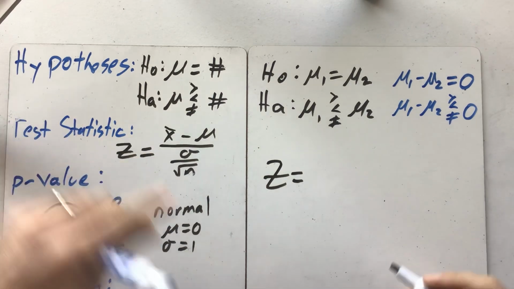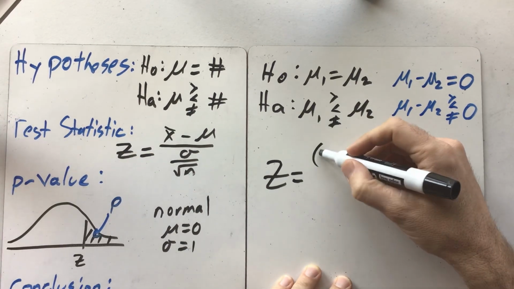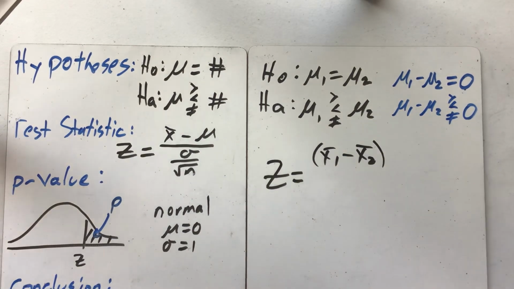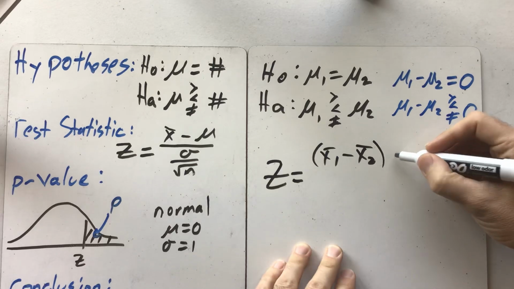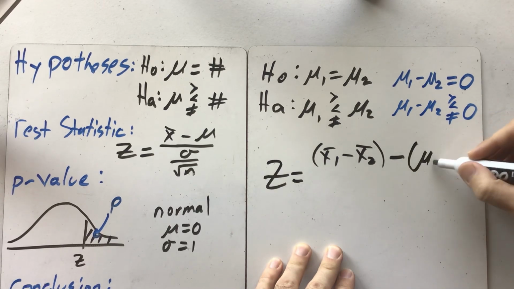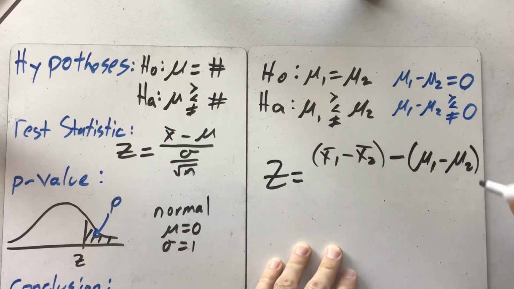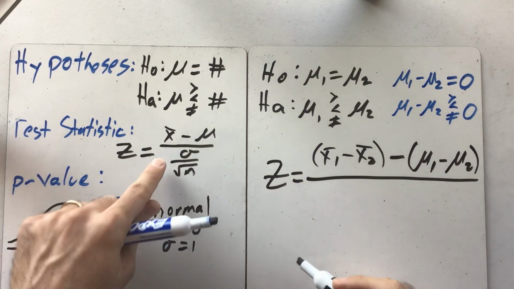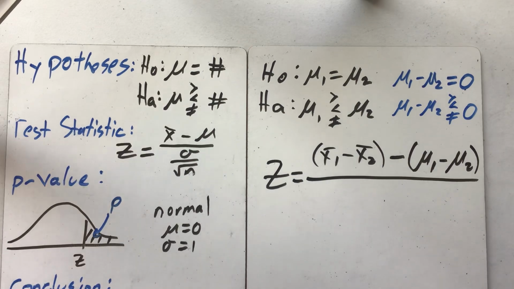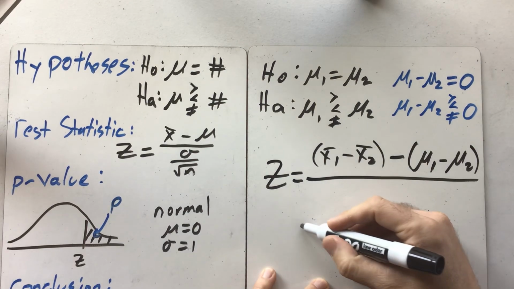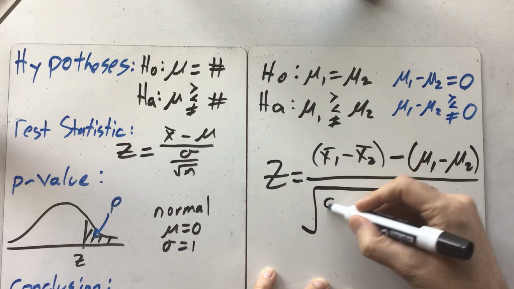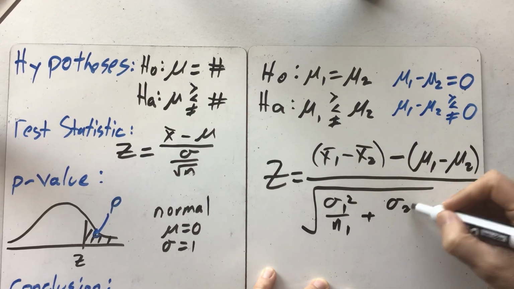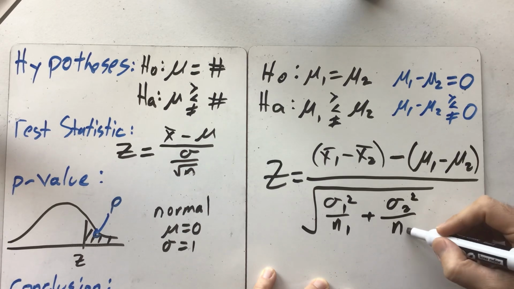So instead of x bar, we're going to have two x bars. We're going to have an x1 bar and an x2 bar, and we're going to subtract them from each other. And then minus, instead of mu, we're going to have a mu1 minus a mu2. And then we're going to divide this by, this bottom is where it starts looking really confusing, and there's kind of a real big mess, but I'm going to just write it down. It's going to be sigma 1 squared over n1 plus sigma 2 squared over n2.